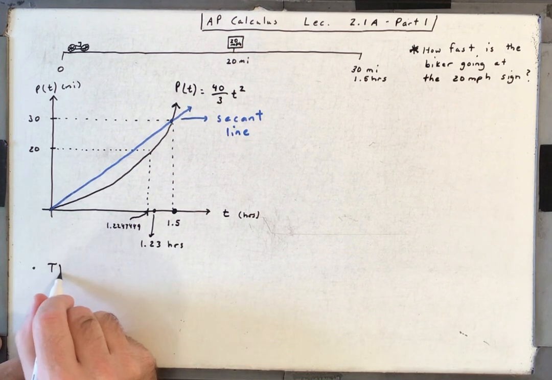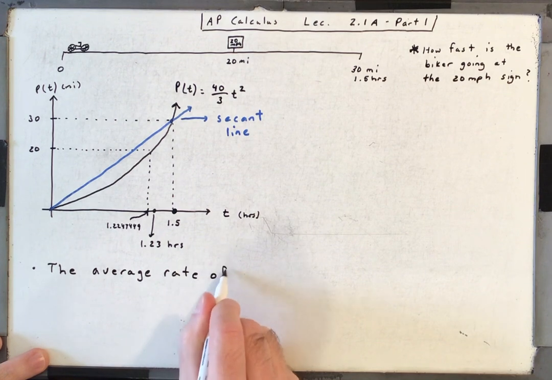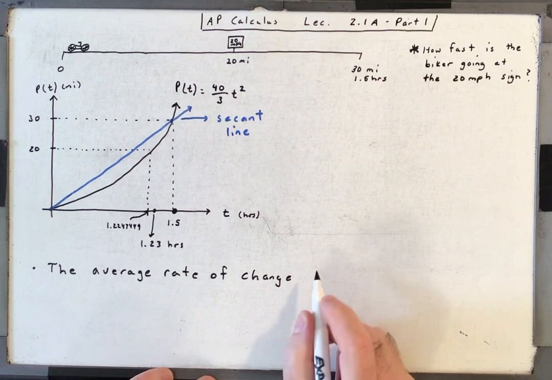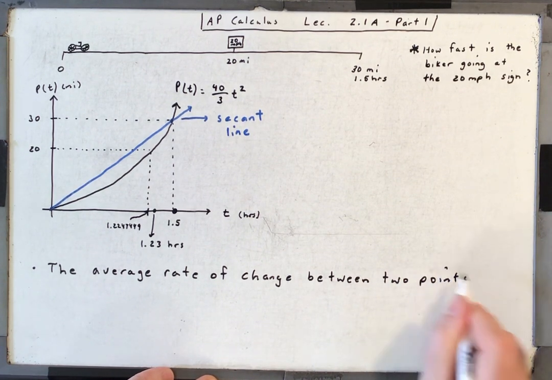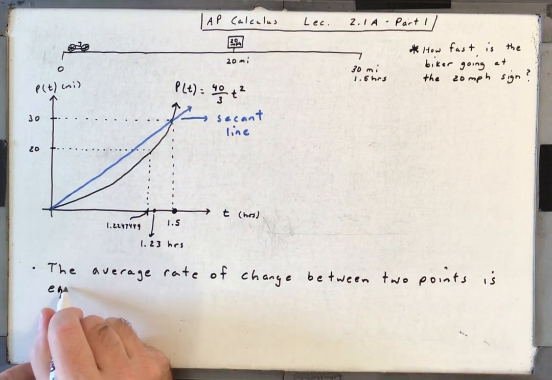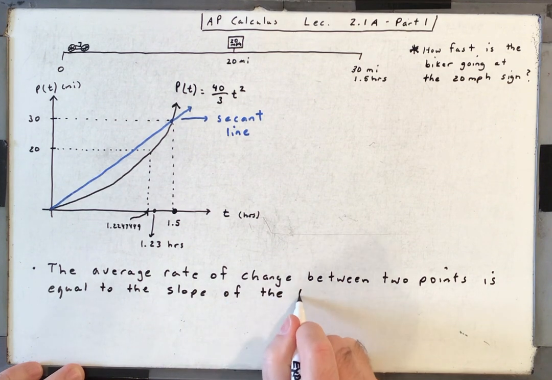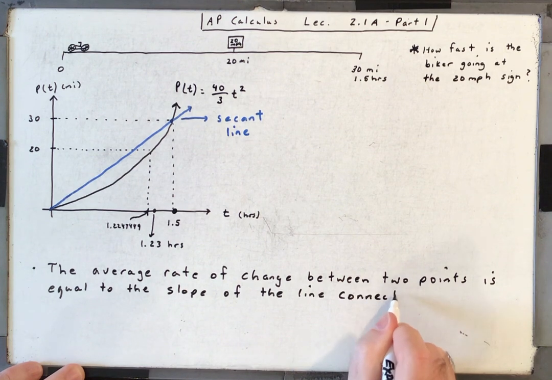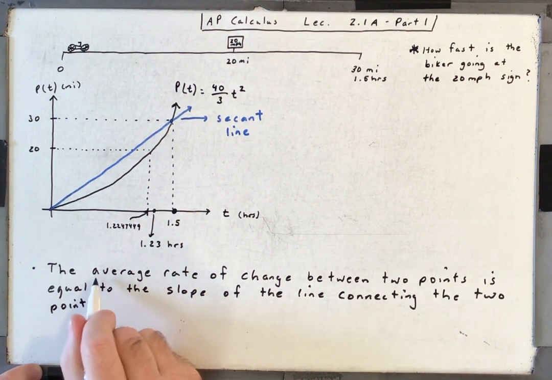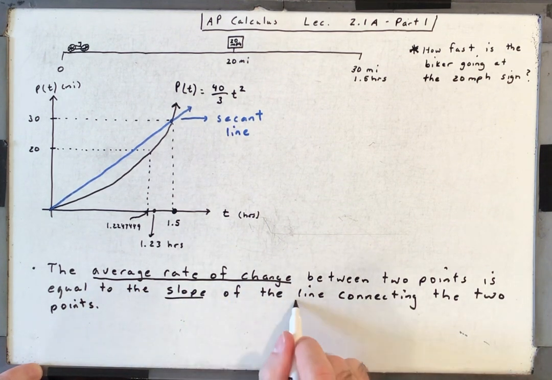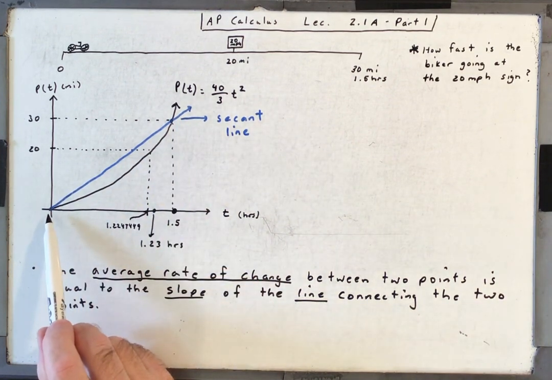Okay, some really important points for calculus. The average rate of change between 2 points is equal to the slope of the line connecting the 2 points. So average rate of change, slope of the line. So that means this blue line has a slope of 20. Okay, and that gives you the average rate of change between 0 and 1.5 hours.